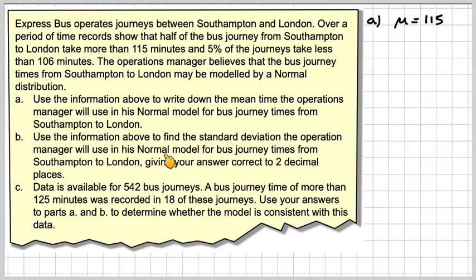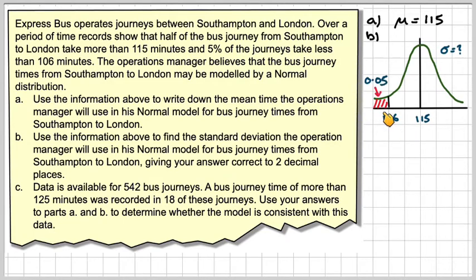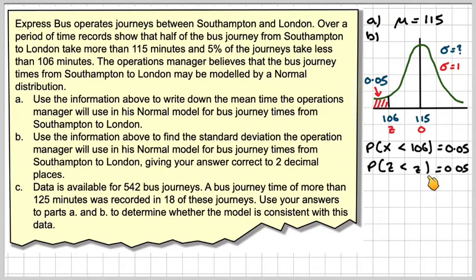Use the information above to find the standard deviation the operations manager will use in the normal model for the bus journey times from Southampton to London, giving your answer correct to 2 decimal places. So, if we draw a normal curve, we've got here 115, 106, and this is 0.05. We want the probability of x being less than 106 being equal to 0.05. We need to find the z value that goes with that. We can do that from the calculator.